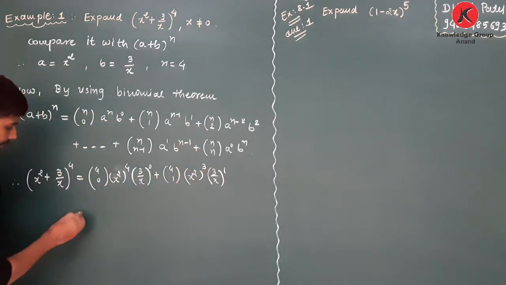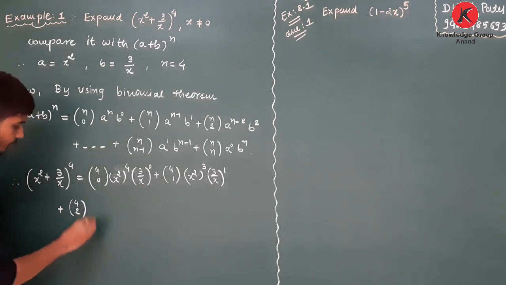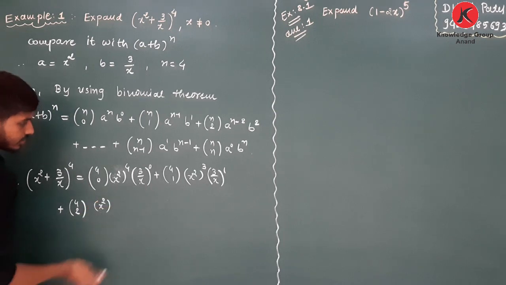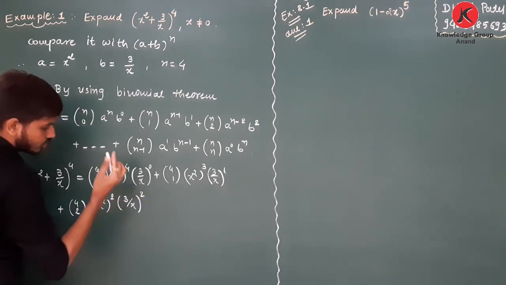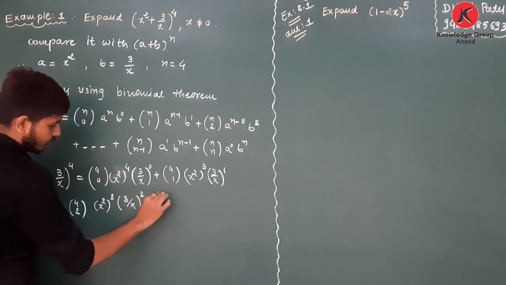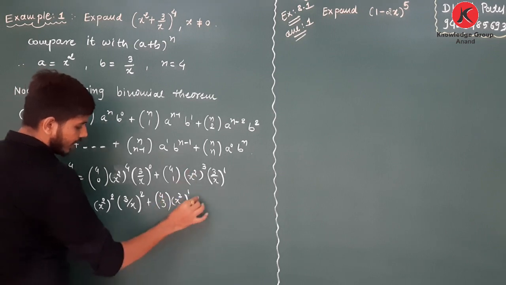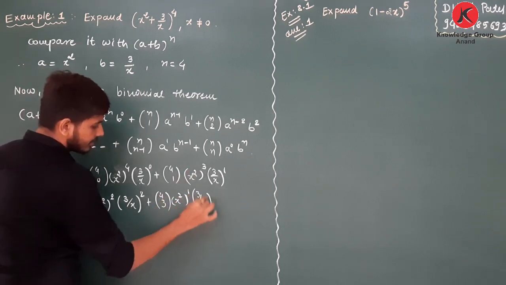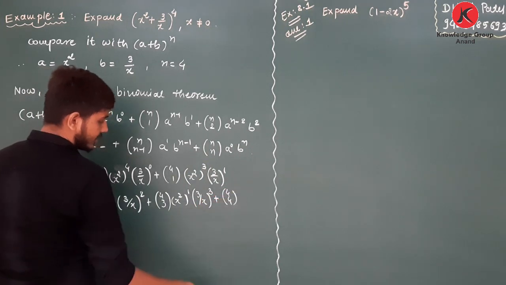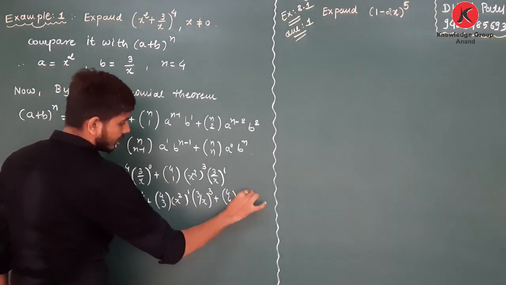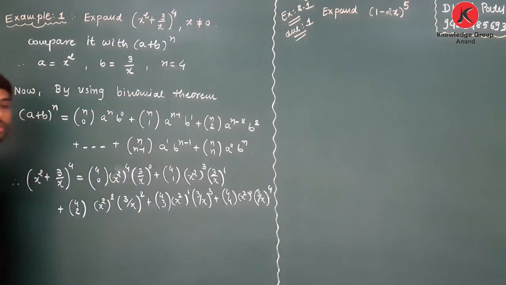Plus 4C2 (x^2)^2 (3/x)^2 plus 4C3 (x^2)^1 (3/x)^3, and the last one, plus 4C4 (x^2)^0 (3/x)^4 here.